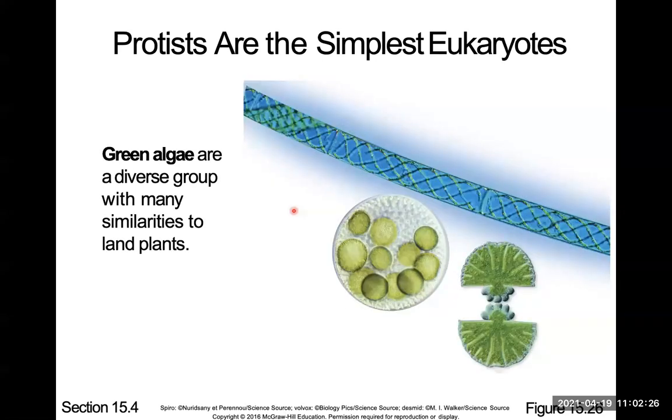Then we have green algae. Green algae is closely related to land plants. They are the ancestors of land plants. They're a diverse group with many similarities to land plants. Chlorophyll makes them look green. If you watched the video, what is this called? What organism is this? You have to know the name for this one.